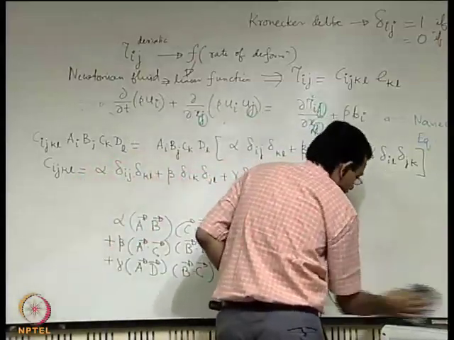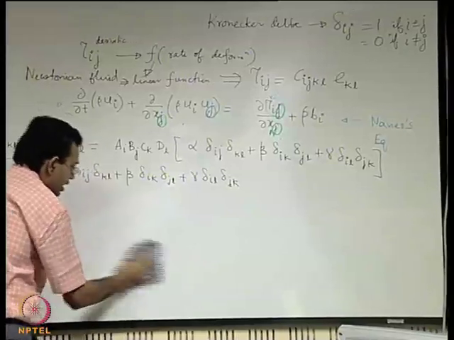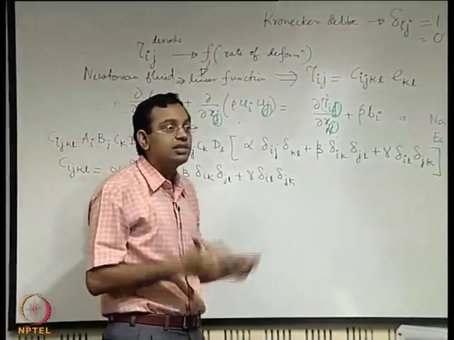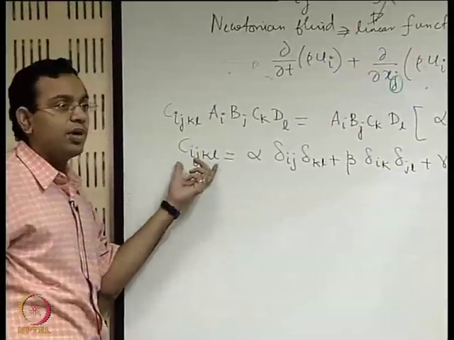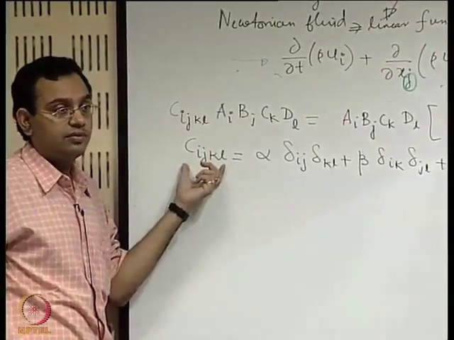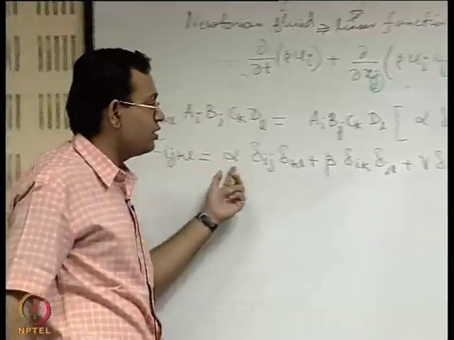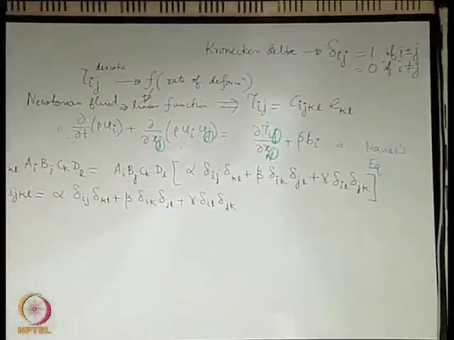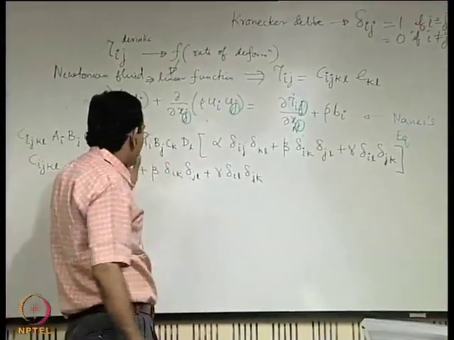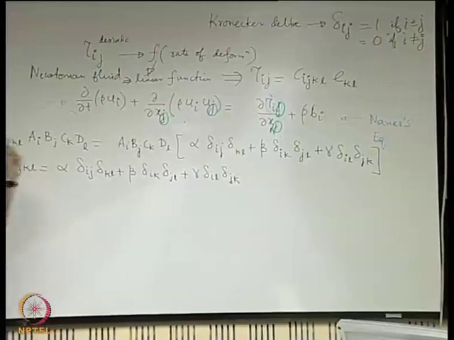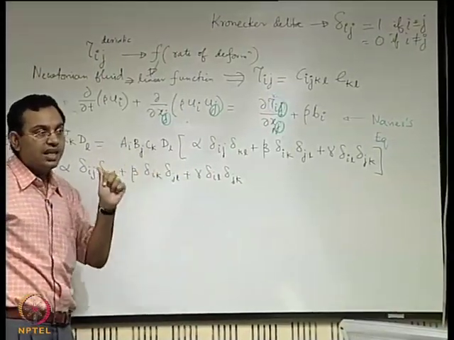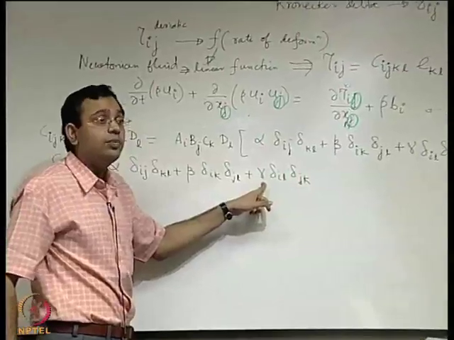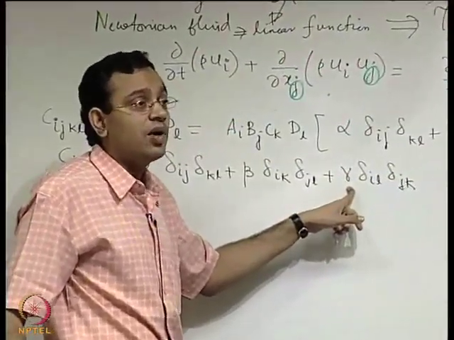See, with this simple exercise we have come up with a very interesting and advantageous conclusion. What is that? We started with 81 independent constants in general to describe the material property. The material property is given by the C_ijkl. Now, how many constants do you have? Three independent constants, alpha, beta and gamma, because delta_ij is either 1 or 0. These are position independent, so these are really constants. If these were position dependent, these could also be functions of position. So, we can say that for a homogeneous isotropic fluid, we are now able to come up with three independent constants.